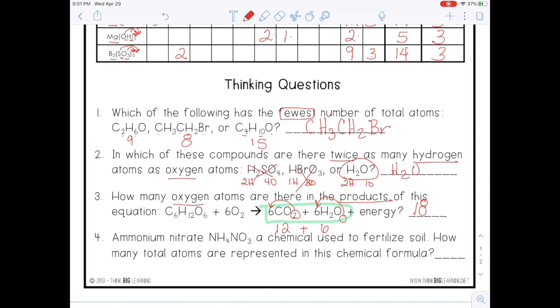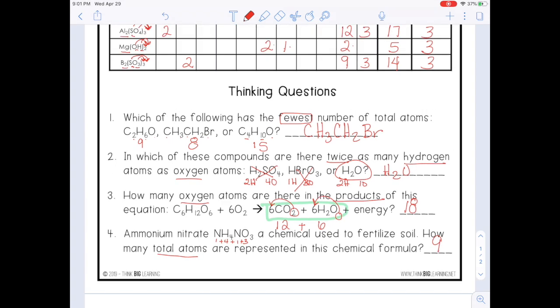Number 4, ammonium nitrate, NH4NO3, is a chemical used to fertilize soil. How many total atoms are represented in this chemical formula? So I have N is 1, H4 is 4, N is 1, O3 is 3. 1 plus 4 plus 1 plus 3. 1 plus 4 is 5, plus 1 is 6, plus 3 is 9. And there you have it.